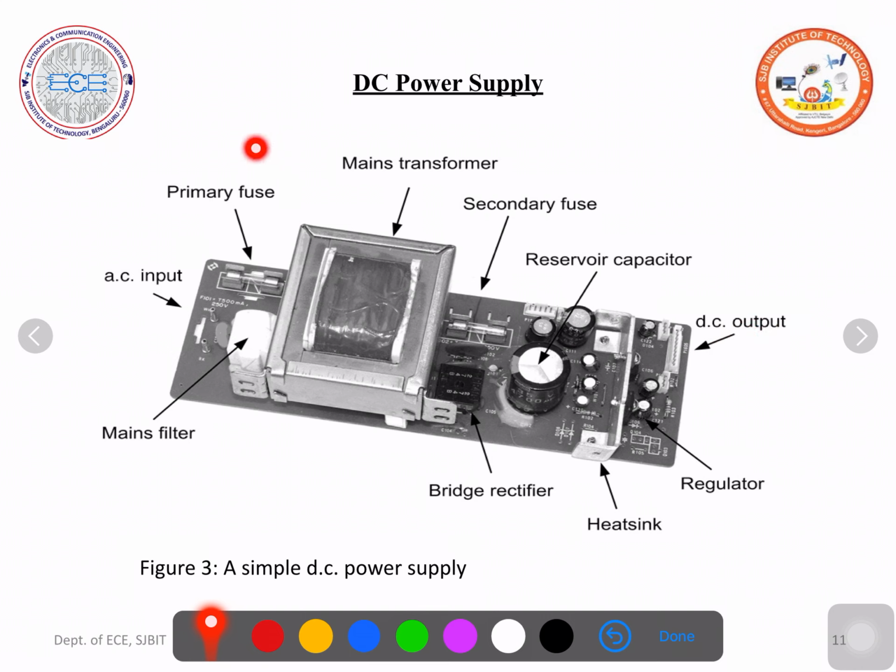So here are some fuses to protect the circuit, primary fuse and secondary fuse. Here there is a mains filter to smooth this AC. Here is a heat sink. Definitely the heat will be dissipated here, so it will be absorbed by this heat sink and it dissipates to the ambient. Here there is a regulator which will give you a constant DC output voltage. This is how a DC power supply looks.